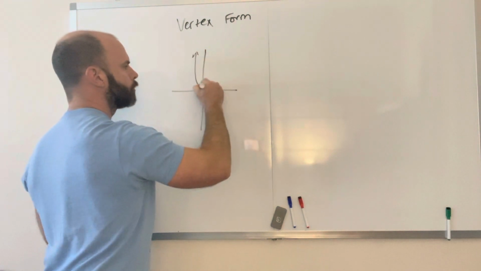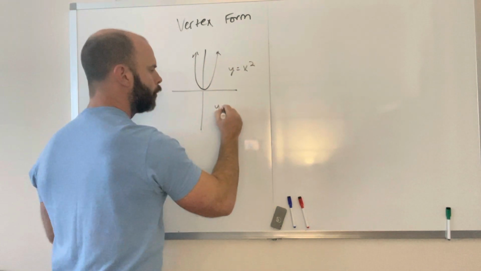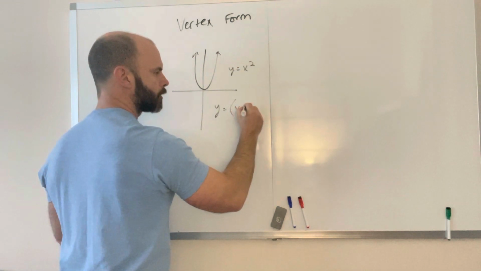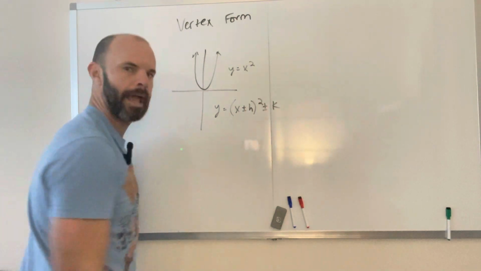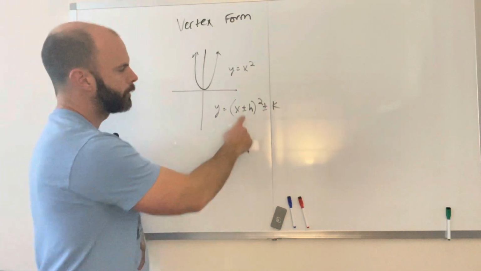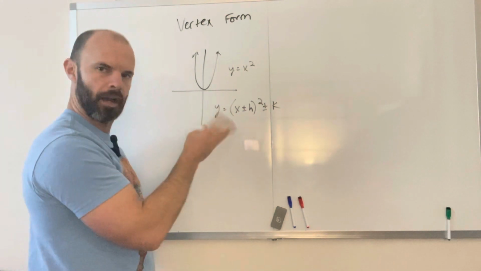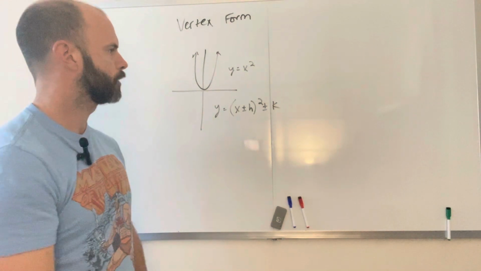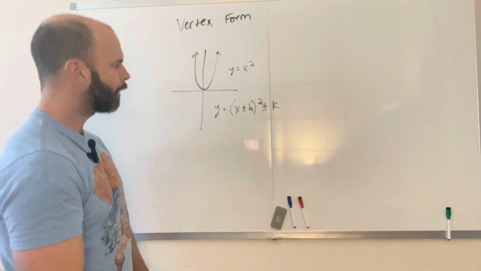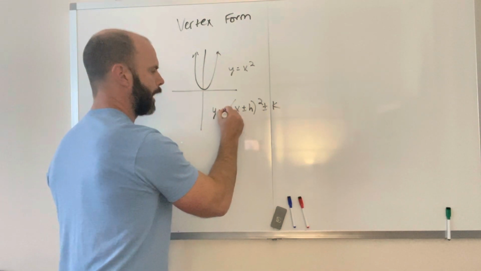My parent function, all right, is y equals x squared. To move it, I'm going to say x plus or minus h squared plus or minus k, all right? So inside, or h, tells me to go left or right, and it works in opposites. K tells me up or down, and it works in samesies, or the same. The last thing that's usually listed is A, y equals A, okay?